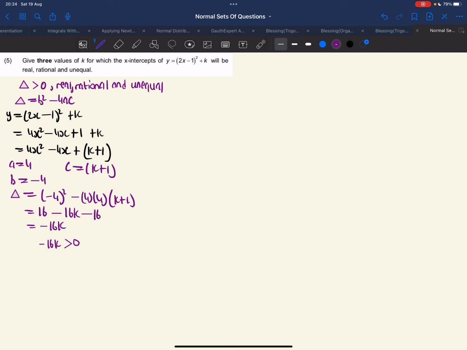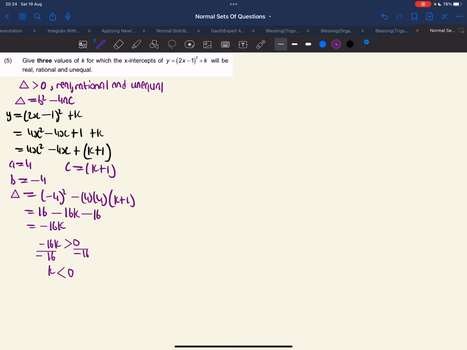Now to get rid of the negative 16, we divide both sides by negative 16. Remember, according to intervals, if you divide by a negative, the sign is going to change. So we are looking for values of k which are less than 0. We are looking for all the values of k which are less than 0.